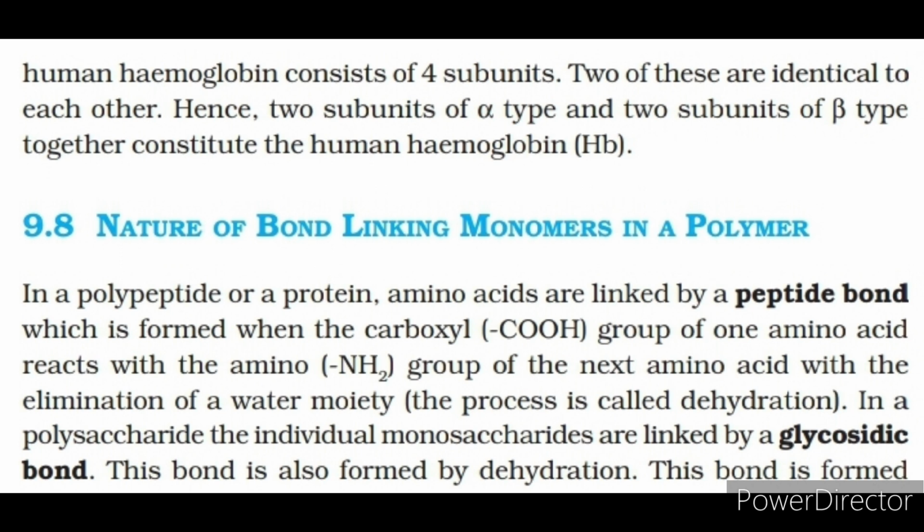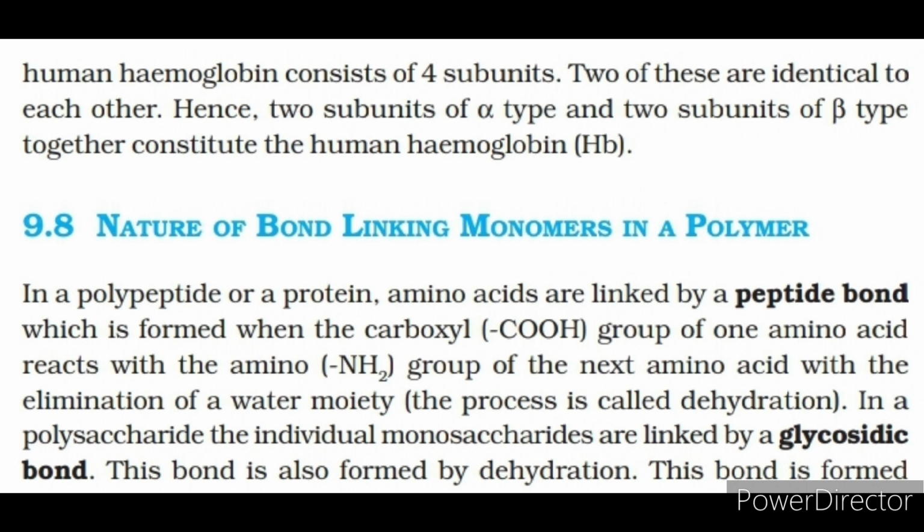Nature of bond linking monomers in a polymer. In a polypeptide or a protein, amino acids are linked by a peptide bond, which is formed when the carboxyl (-COOH) group of one amino acid reacts with the amino (NH2) group of the next amino acid with the elimination of a water moiety.